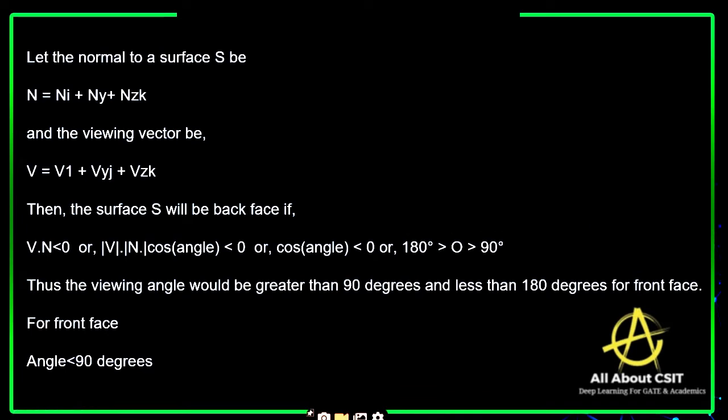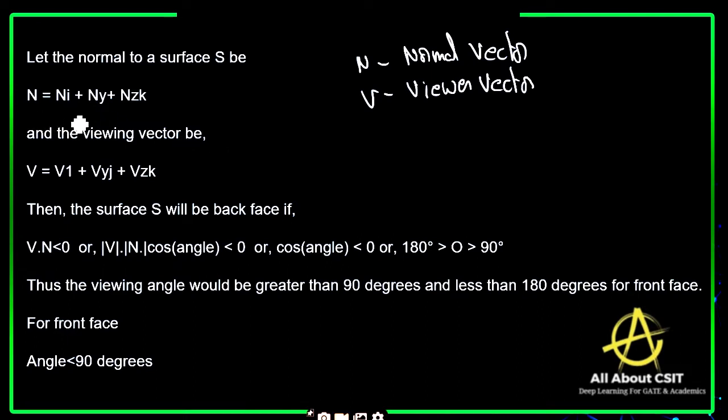You have to remember these points, and let's work on it here. Let the normal to a surface S be N, and V the viewer vector. N is a normal vector and V is the viewer vector. The viewer is able to see, and this is the normal vector. The normal is N = n_x i + n_y j + n_z k, and the viewing vector is V = v_x i + v_y j + v_z k. Then the surface S will be a back face if V·N is less than 0, that is cos(angle) is less than 0, or the angle is greater than 90 degrees and up to 180 degrees.